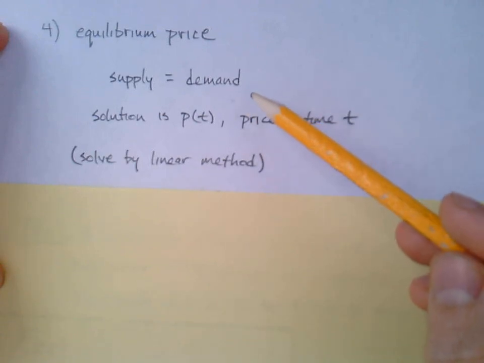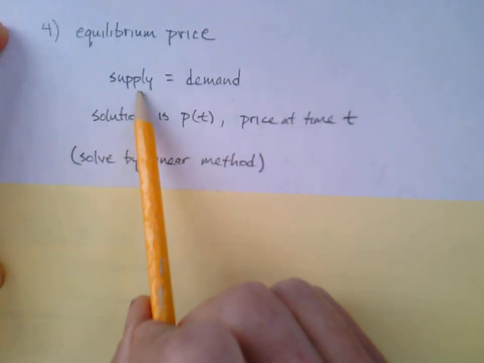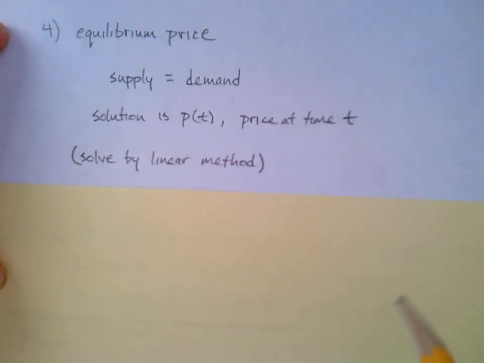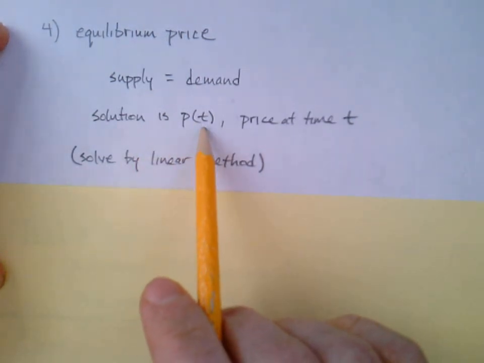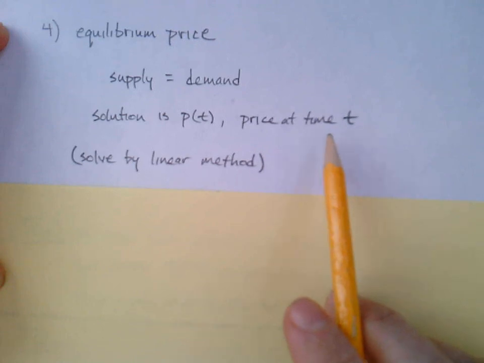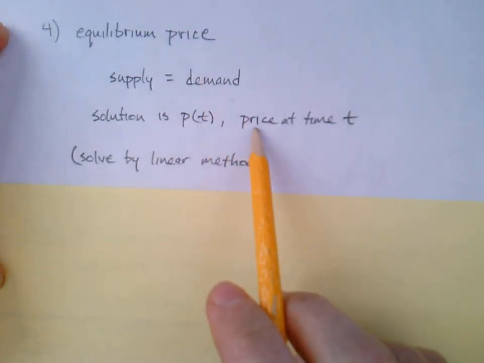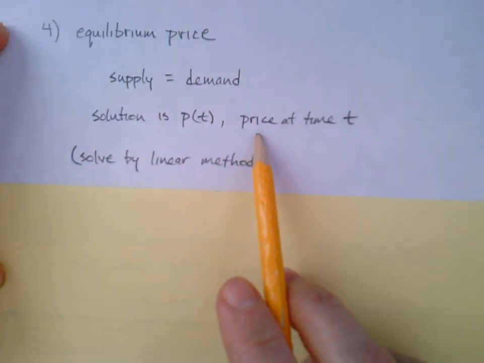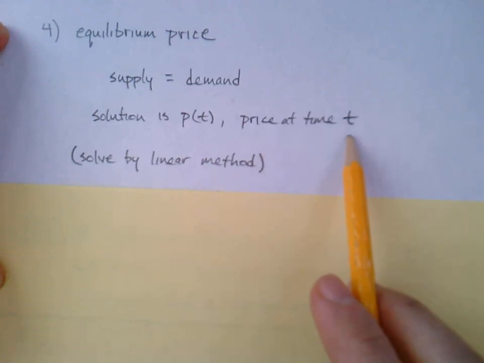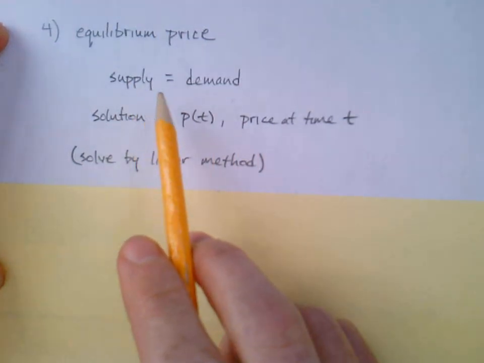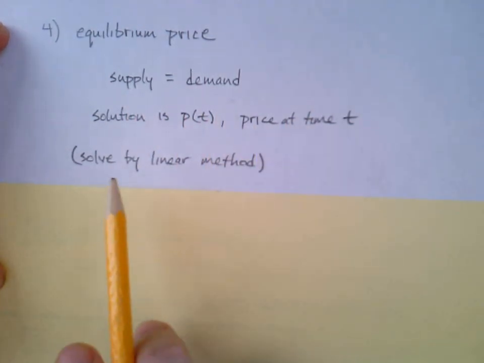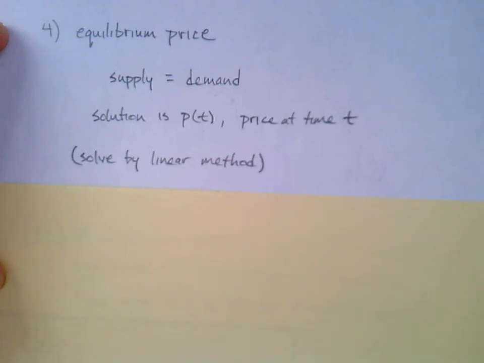We'll have to see it in an example, but when we do, they're going to give us an equation for supply and an equation for demand. We're going to end up setting them equal to each other. The solution we call P of t. It's the price at time t. So we want to know what price we should set our product at to make supply equal demand perfectly. And that price could change as time goes by, right? As time goes by, our supply and demand change, so we have to change the price to keep these equal. Pretty cool. So we're going to solve this in the linear style as well. Again, more details when we do that one later.